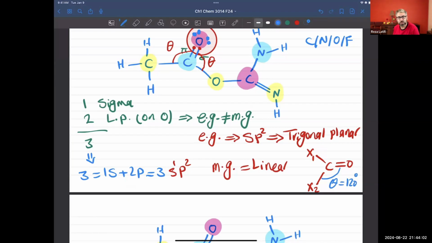You might ask, why don't you include the lone pairs on oxygen? Are they going to affect theta here? No. Why? Because your central atom is not oxygen. The central atom is carbon, and the lone pair is not sitting on carbon, it's sitting on oxygen. If the lone pair is sitting on the central atom, it will shrink the bond angle. Right now the lone pair is sitting on oxygen, so who cares? It's not going to affect the bond angle.